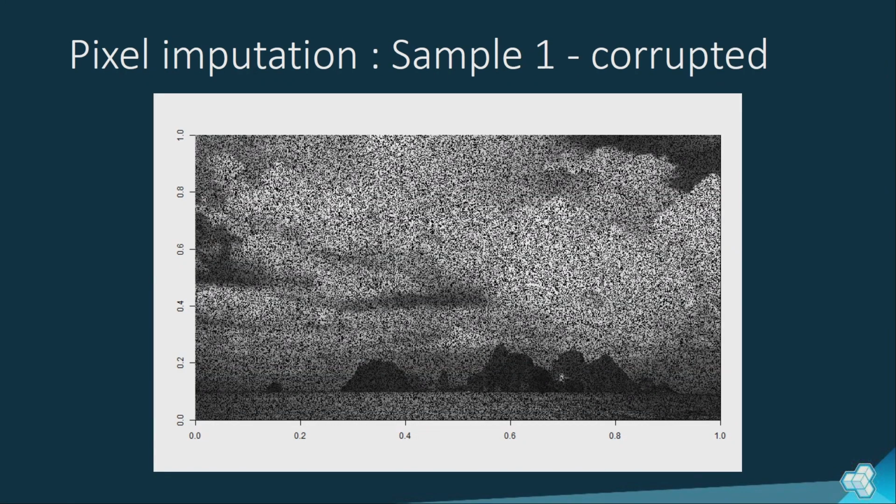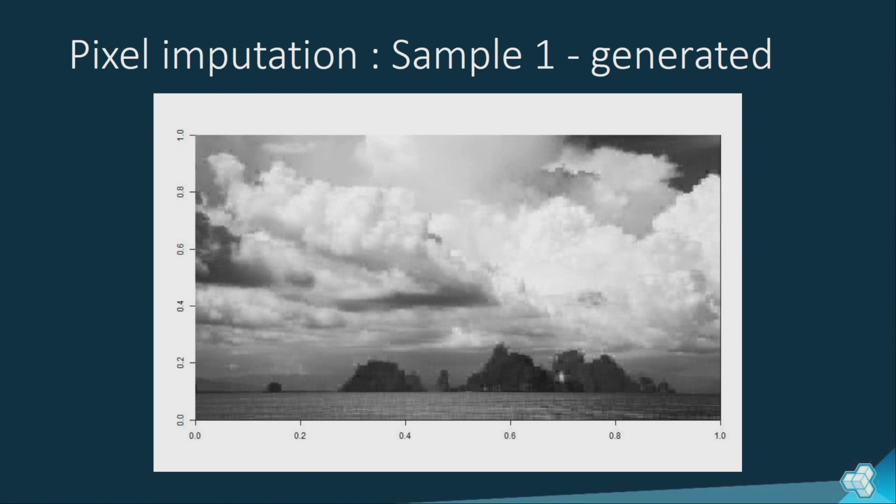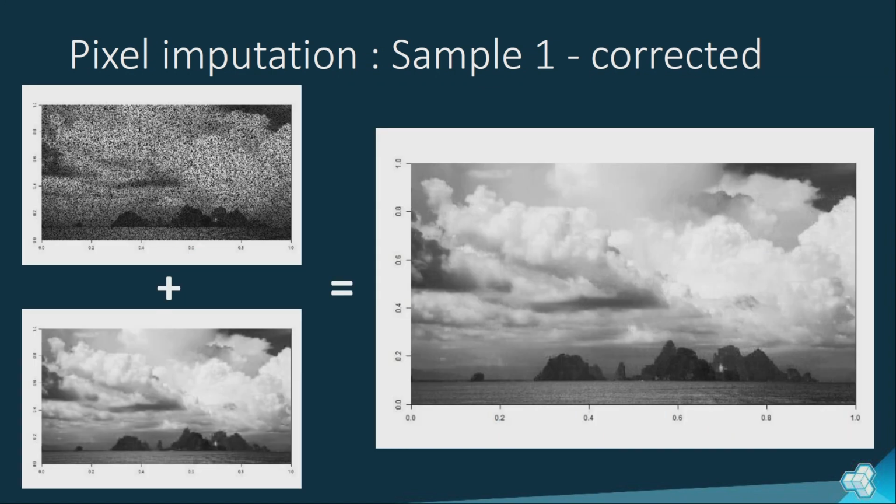So the intuitive example is this image where I've corrupted 40% of the pixels. I generate a synthetic using the same approach, and then I take the synthetic and I put the values back into the corrupted image, thereby restoring it.